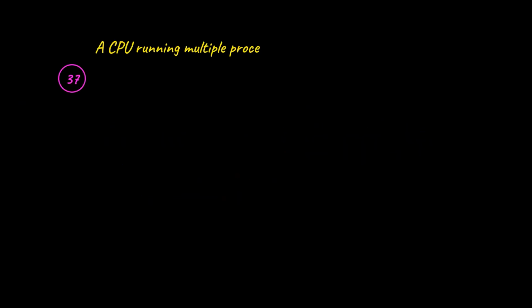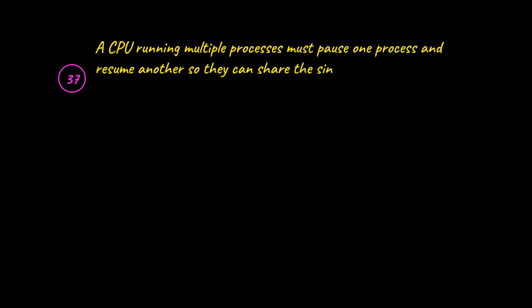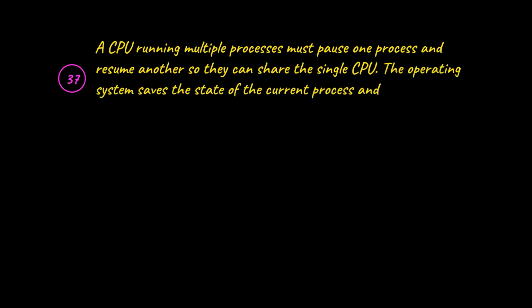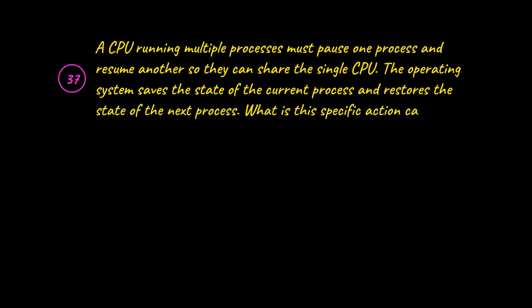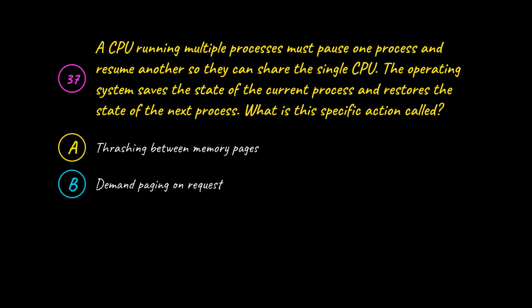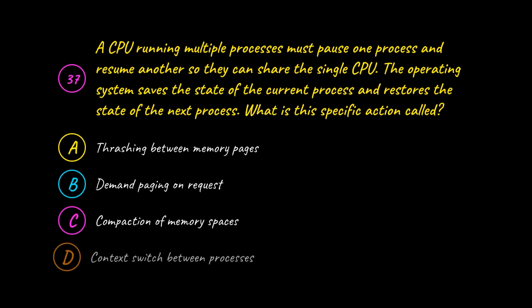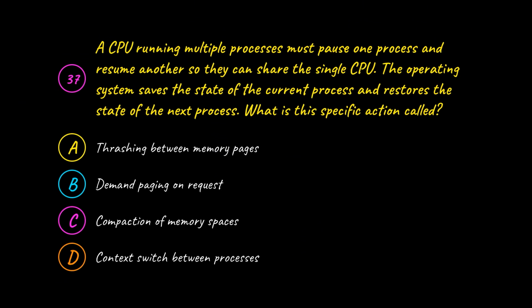Question 37. A CPU running multiple processes must pause one process and resume another so they can share the single CPU. The operating system saves the state of the current process and restores the state of the next process. What is the specific action called? Your options are A. Thrashing between memory pages, B. Demand paging on request, C. Compaction of memory spaces, D. Context switch between processes. Pick one. Trust your gut. Here's your chance to test yourself.